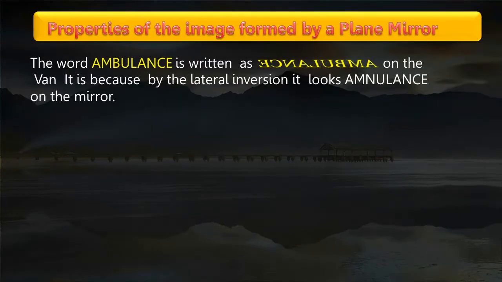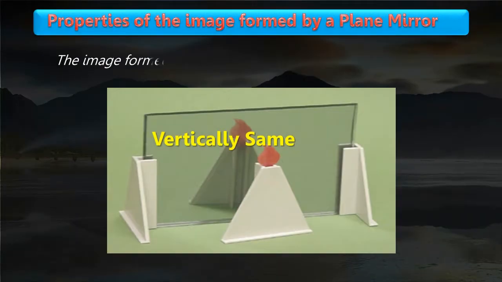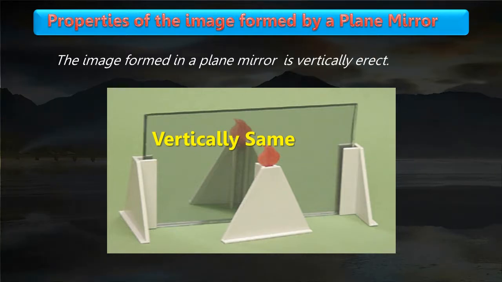The word ambulance is written laterally inverted on the van. It is because by the lateral inversion it looks like ambulance in the mirror. It is used so that the car moving in front of the ambulance can read the word ambulance easily in its rear view mirror. The image formed in a plane mirror is vertically erect.